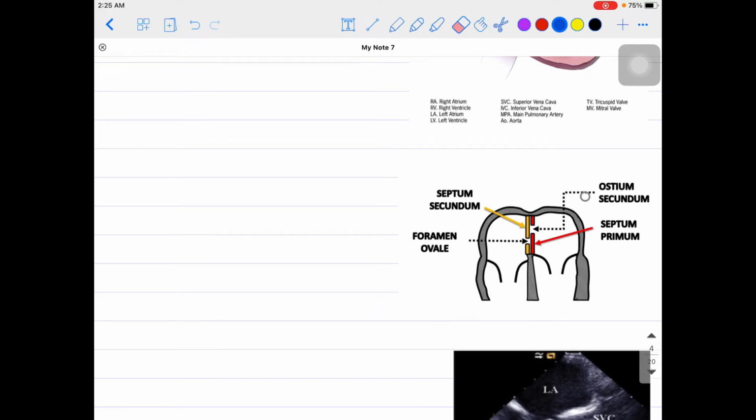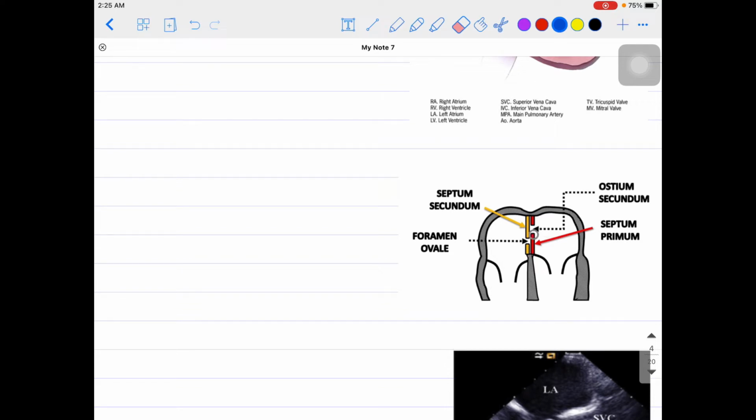Because the blood is coming in this direction, more blood will be coming into the left atrium. Usually, blood from the left atrium should go into the left ventricle, and then into the aorta. But now, because of this particular defect, this atrial septal defect, the blood will actually flow from this region.